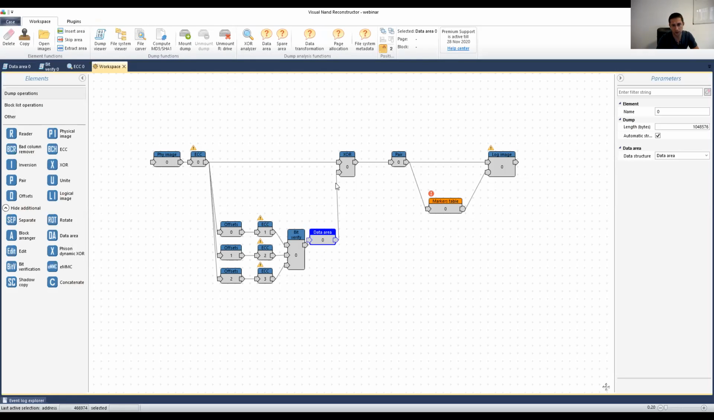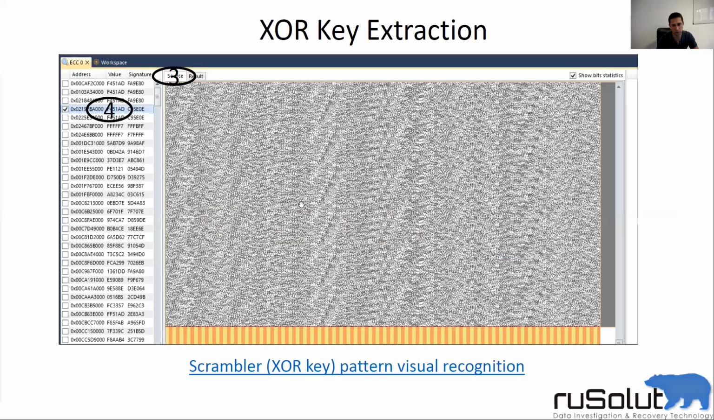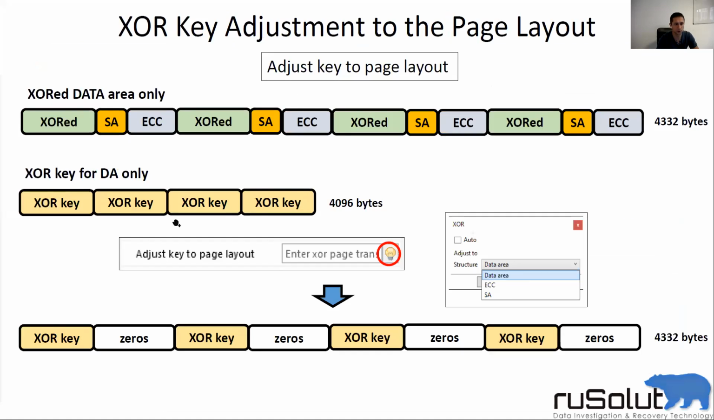And that key is supplied to the XOR. If you remember, if we just use it without any adjustment, then the first data area will be XORed, the second data area, and all the other ones will not be XORed because the key is not adjusted. The key now looks like this. As you could see, the data area page looks like this. So it should be adjusted to precisely this structure.